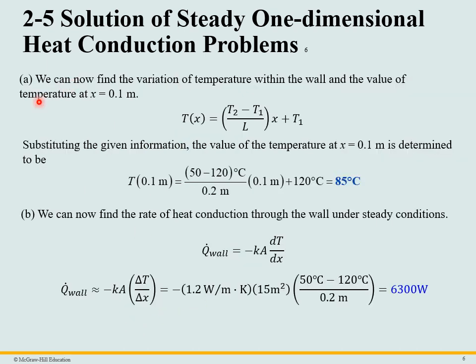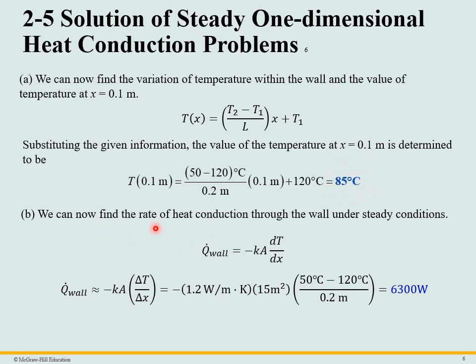In this particular part, we were asked to find the value of temperature at x equal to 0.1 meters. So here's our equation we derived. We can plug in 0.1 meters. We know what T1 and T2 are, and we know what L is. It's 0.2. So we can plug this in, and we determine that it's 85 degrees C.